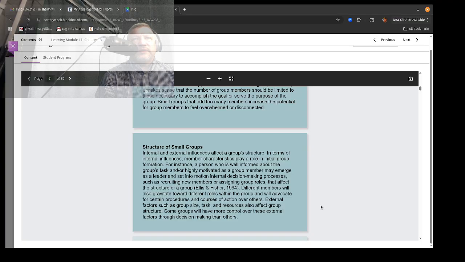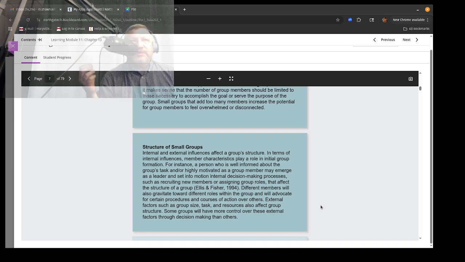So internal and external influences affect group structure. In terms of internal influences, membership characteristics play a role within the initial group formation. For instance, a person who's well informed about the group's task or highly motivated as a group member may emerge as the group leader, right? We've seen this happen before in our lives. And then they set into motion internal decision-making processes, such as maybe recruiting new group members or assigning roles within the group. And that affects the structure of the group even more.